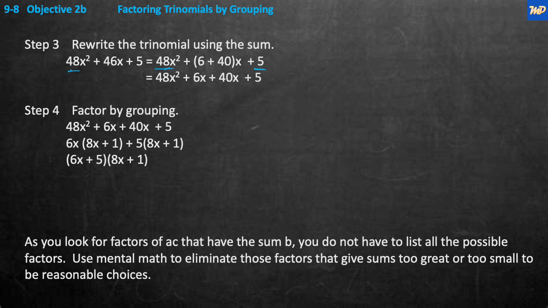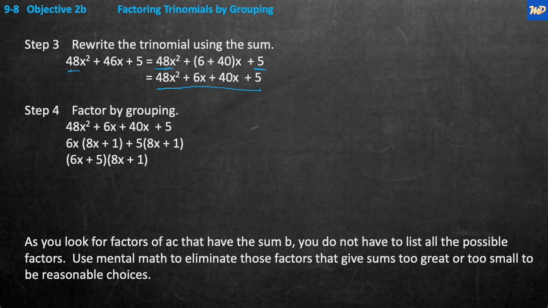Now we've got those inner terms separated. We started off with 6 times 40 is 240, and 6 plus 40 is 46, and 46 was the number we wanted. So we stuck the sum in as the inner term with an x, and then we used the distributive property to distribute the x to the 6 and the 40. Now we have 6x and 40x. The entire expression is now a 4-term polynomial: 48x squared plus 6x plus 40x plus 5.